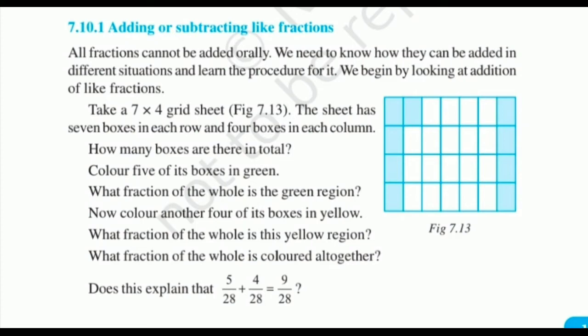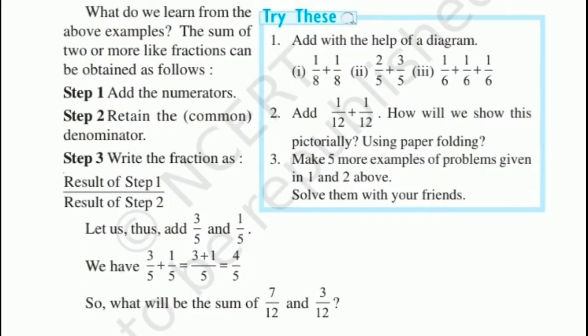Does this explain that 5/28 plus 4/28 is 9/28? You can see which boxes here are colored. Obviously, you can see 9 boxes out of 28 boxes are colored. So this is all about adding like fractions. What do we learn from the above example?